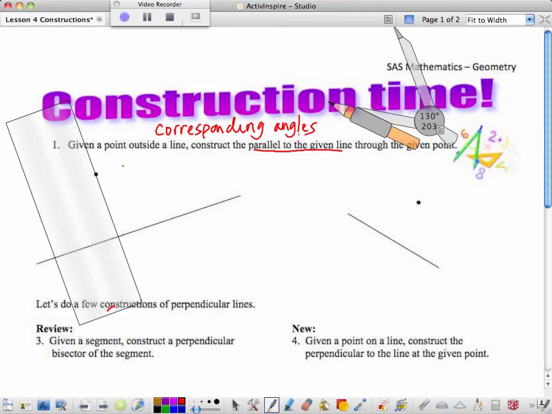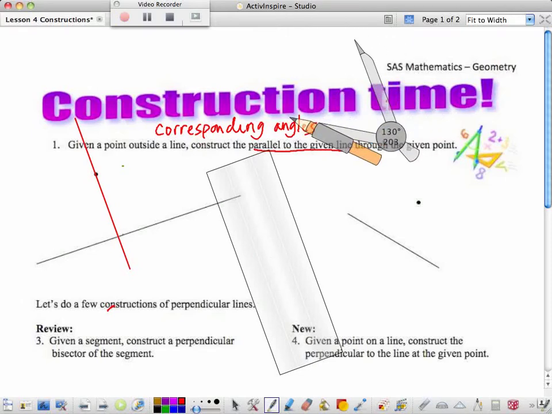So step number 1 is to grab your ruler. So this is my ruler today. And you are going to draw a transversal going through the point that intersects the line. So your transversal needs to go through the point and intersect the line.